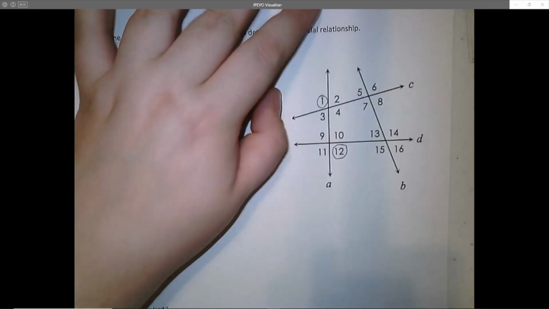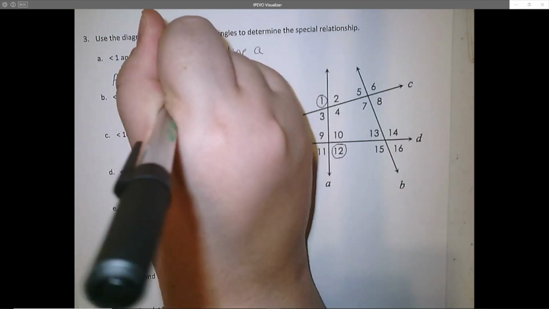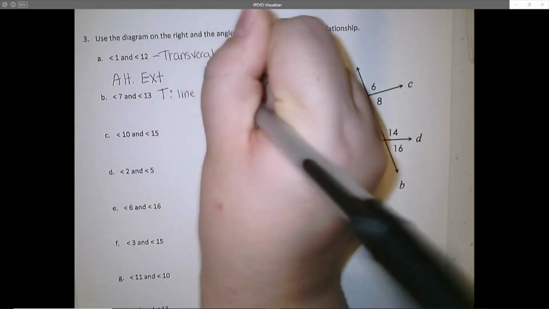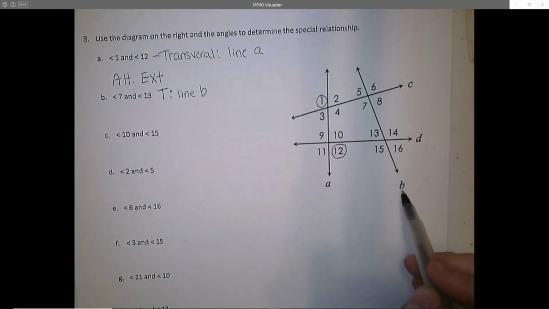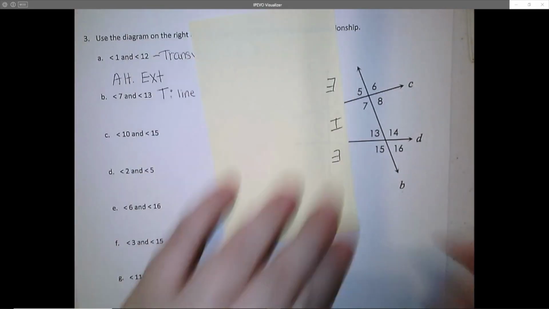Okay, 7 and 13. They both sit on line B. That makes my transversal line B. So I'm going to put it as a T now. Say line B. B crosses over C and D. So I'm going to cover up A.